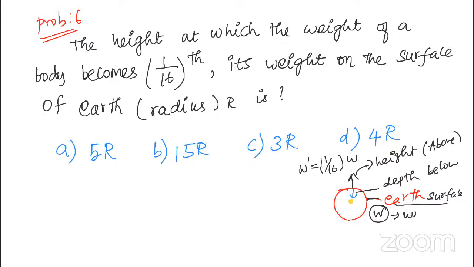Weight value W is decreased by the height, that is 1/16th of the earth surface weight. And by how much does the radius value have to increase? That is the question. So we already know the relation for W, that is weight, radius and height, and using the formulas we will solve this question.